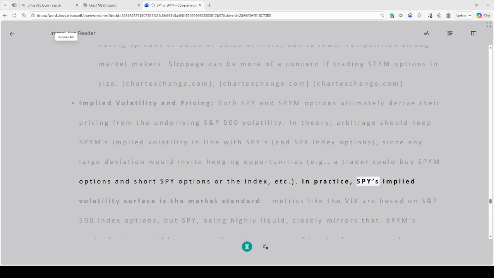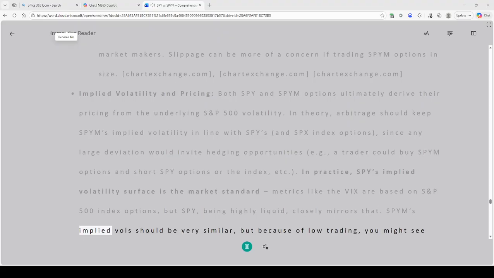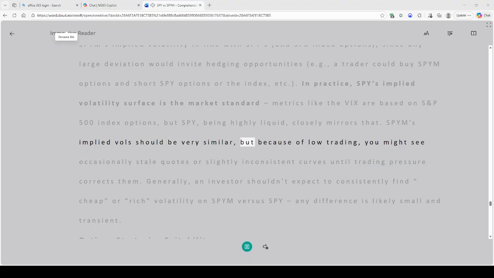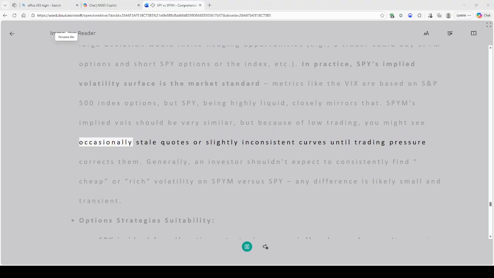In practice, SPY's implied volatility surface is the market standard. Metrics like the VIX are based on S&P 500 index options, but SPY, being highly liquid, closely mirrors that. SPYM's implied vol should be very similar, but because of low trading, you might see occasionally stale quotes or slightly inconsistent curves until trading pressure corrects them.